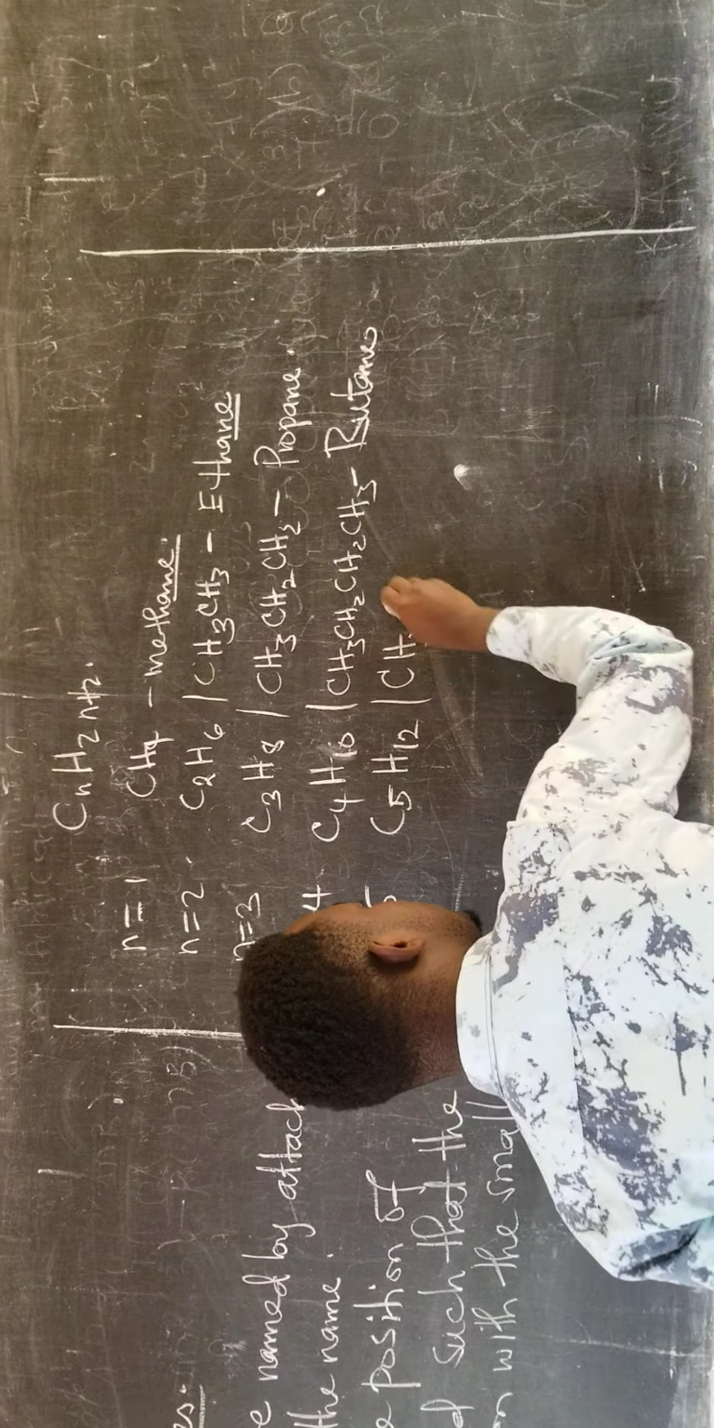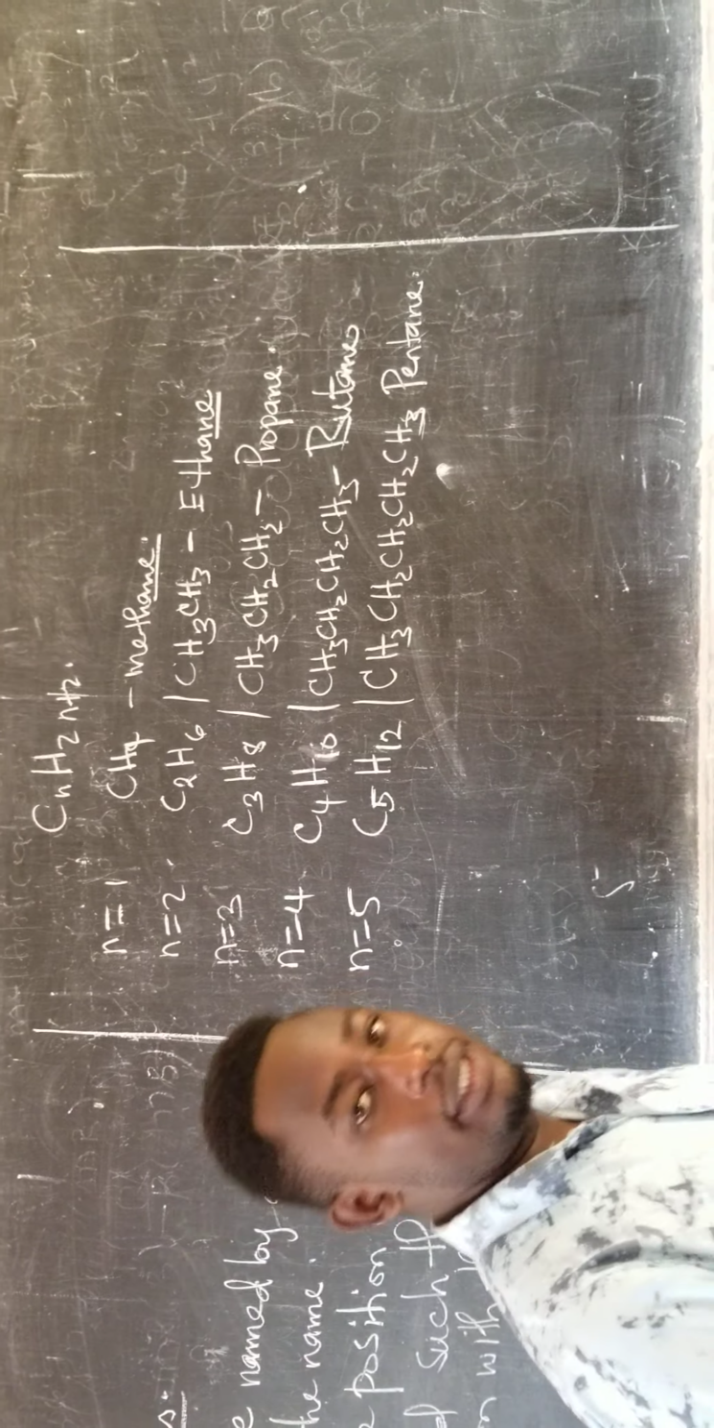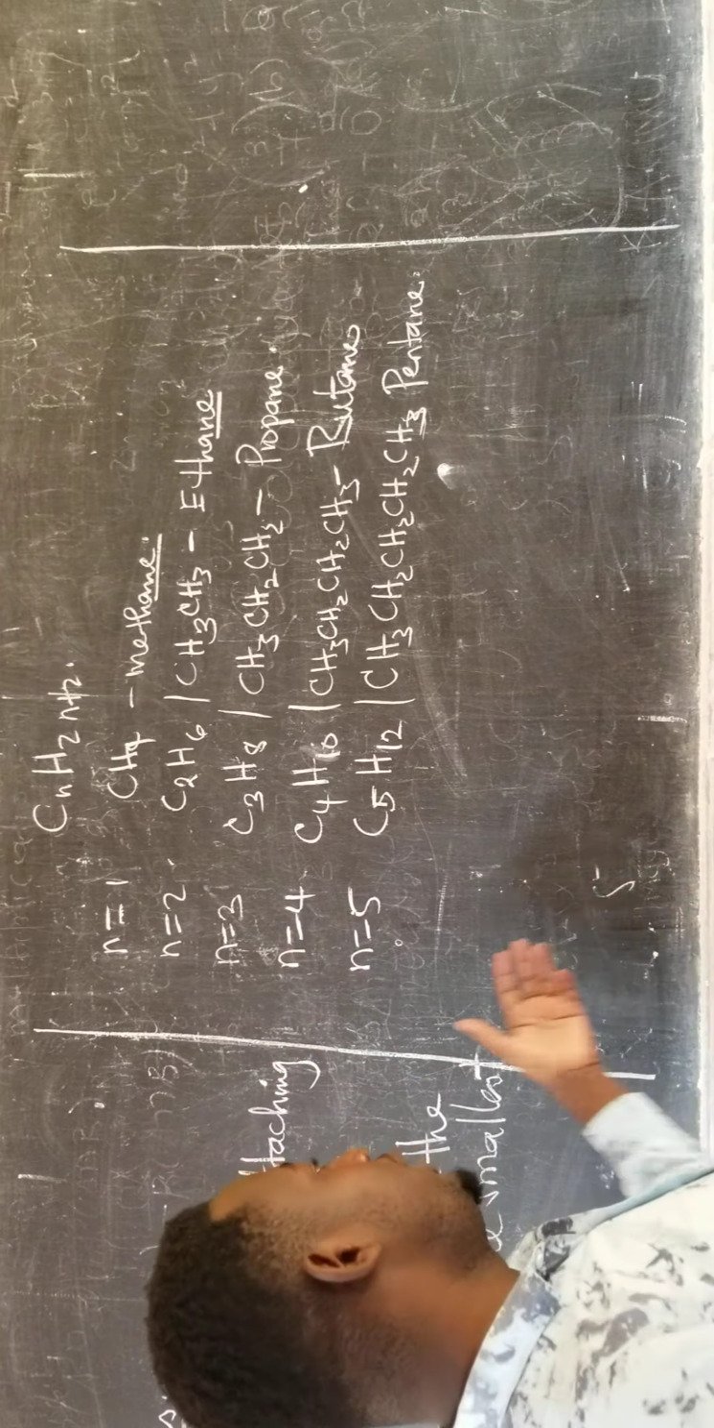When n is 6, it's going to be hexane. When n is 7, heptane. When n is 8, octane. Nonane when n is 9, decane when n is 10. As you continue down the names, what matters most is the suffix ane. The other thing we must take note of is that from n equal to 4 upwards, all these compounds are able to form isomers by branching, which we call chain isomers.